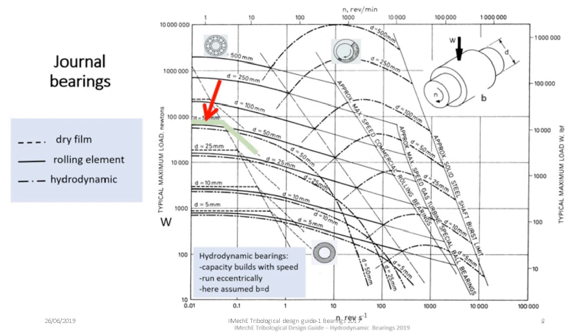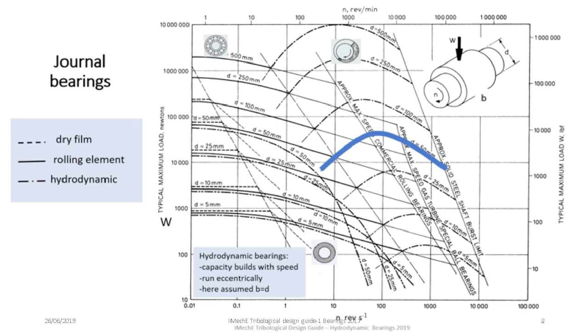For a rolling element bearing, again of diameter 50 mm, the load capacity falls away rather less steeply. The load speed curve is rather flatter. The characteristic of a hydrodynamic bearing is different. This curve is also plotted on the basis that the axial length of the bearing B is the same as its diameter D. In other words, the footprint of the bearing is square.